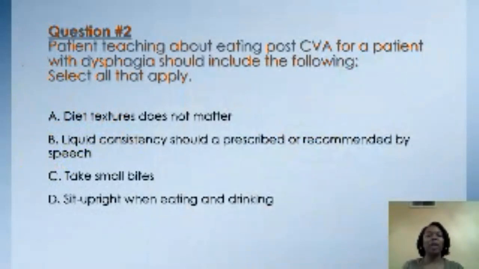Question number 2. Patient teaching about eating post-CVA for a patient with dysphagia or difficulty swallowing should include the following. Select all that apply. A, diet texture does not matter. B, liquid consistency should be as prescribed or recommended by speech. C, take small bites. D, the patient should sit up when eating and drinking. And let me give you a few seconds to think.